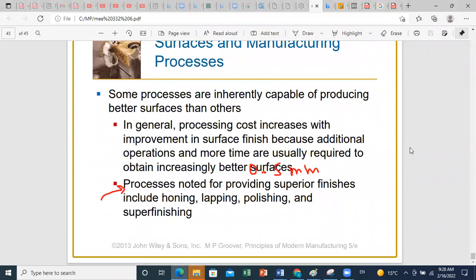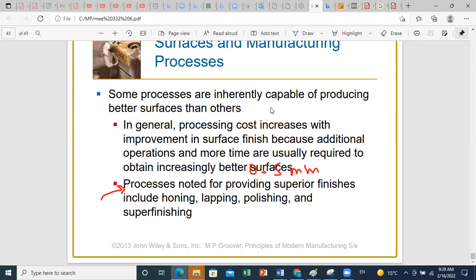Now we have processes that are capable of producing better surfaces than others. We talk about several processes, and we'll see some details about them. In general, processing cost will increase with improvement in surface finish, because additional operations and more time will usually be required to obtain increasingly better surfaces. Several processes are noted for providing superior finishes, including honing, lapping, polishing, and super finishing.